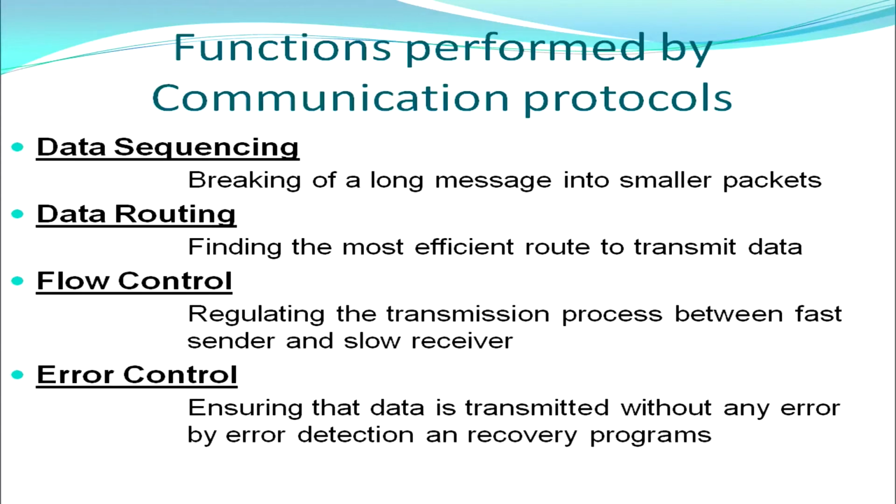Second function that a protocol does is routing of data. Routing is finding the most efficient route to transmit data. A network may be having multiple paths. By applying various methods, a protocol finds the best possible path for efficient transmission of data and gives the data as soon as possible. Next function is flow control.